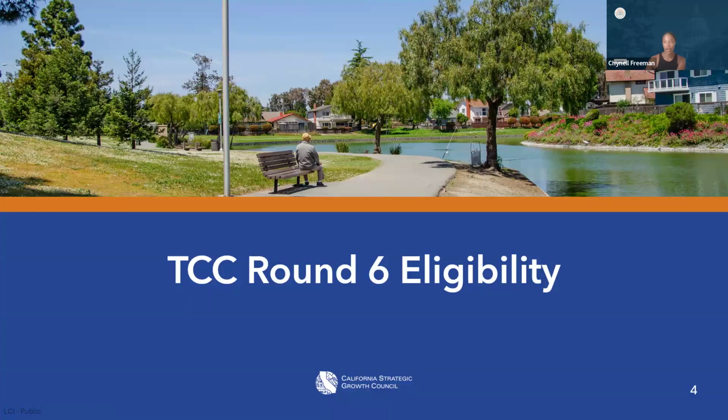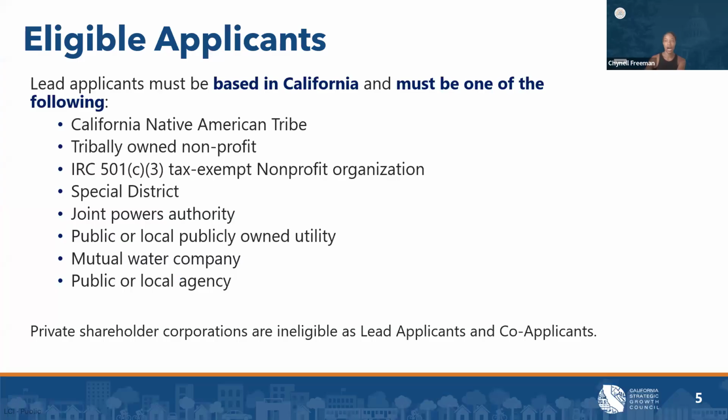Now we've run through acronyms. Let's introduce who is eligible for the TCC program. Eligible lead applicants must be based in California and must be one of the following organizations: either a California Native American tribe, a tribally owned nonprofit, a 501c3 nonprofit, a special district, a joint powers authority, a public utility, or locally public-owned utility, a mutual water company, or a public or local agency.